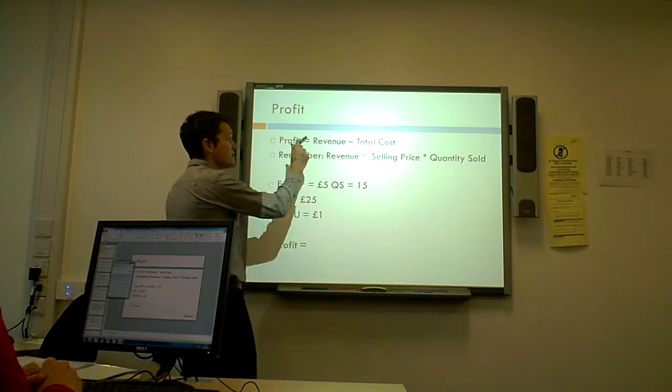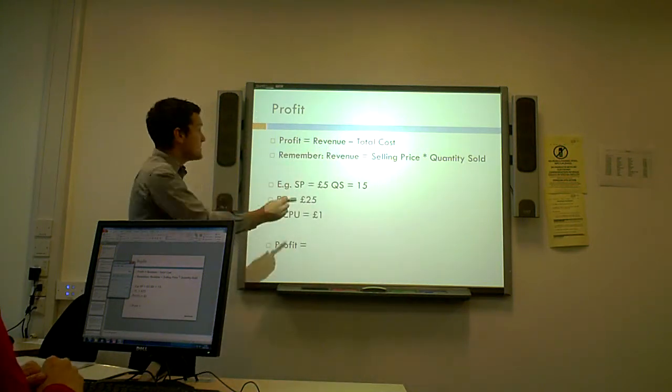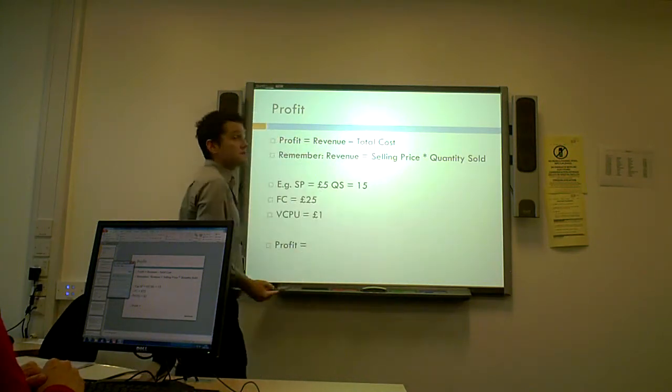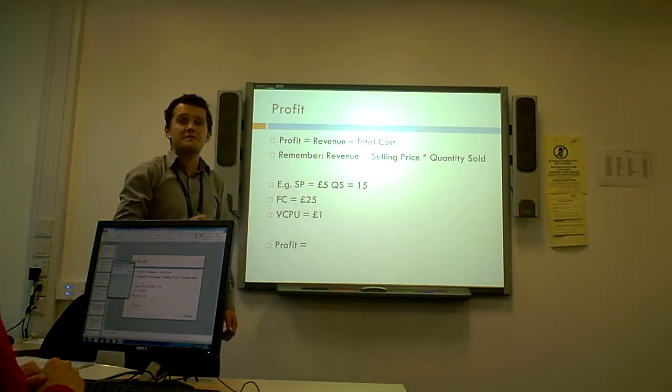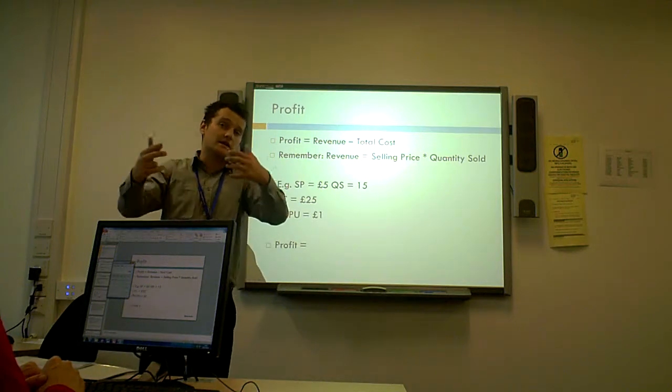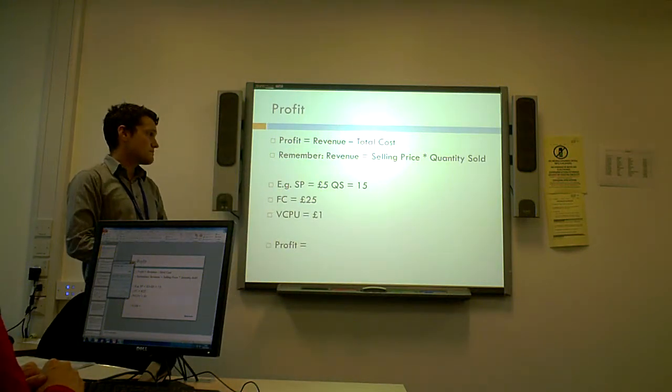75. So that means, looking at this equation here, profit is revenue minus total costs. I can't write on the board, it's really going to annoy me. But imagine there was 75 written above this revenue, because that is how much money is coming into the business. Okay? With me so far?